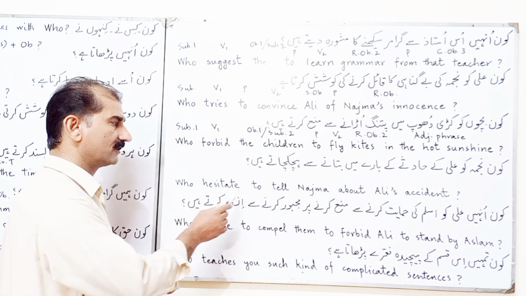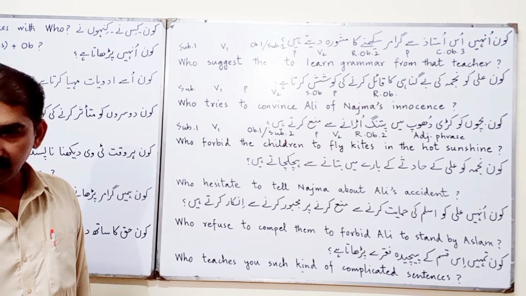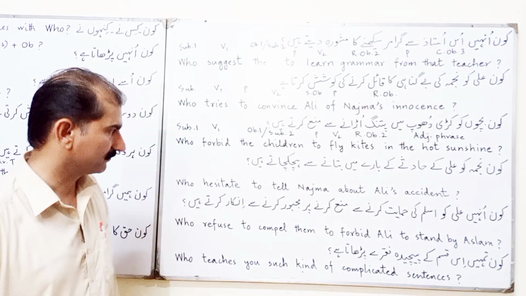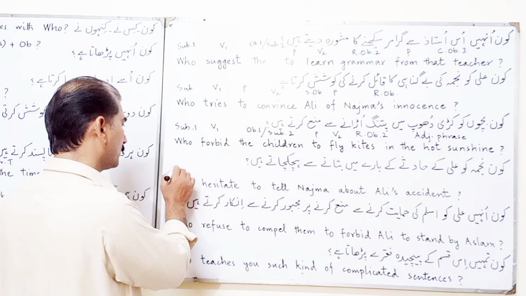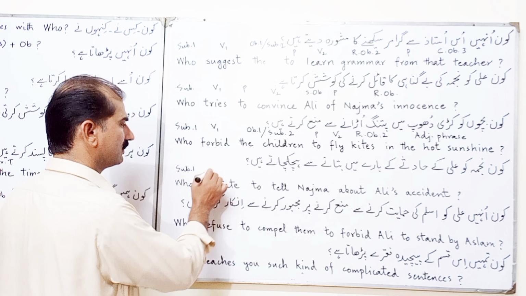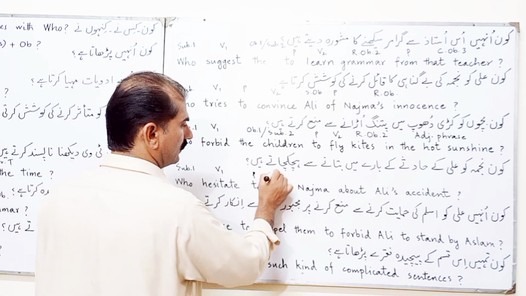Who hesitate to tell Najma about Ali's accident? Pay attention to the order of the words. Who will serve here as subject one. Hesitate is verb one. Preposition. Tell is verb second.